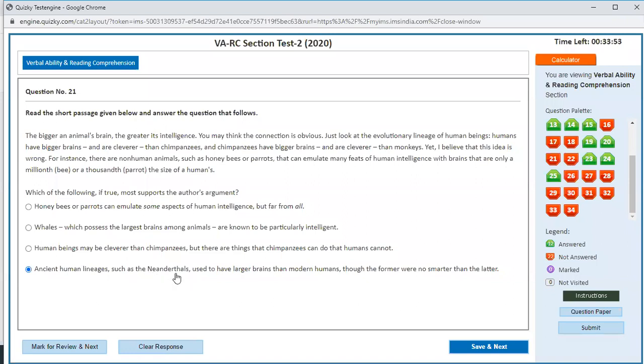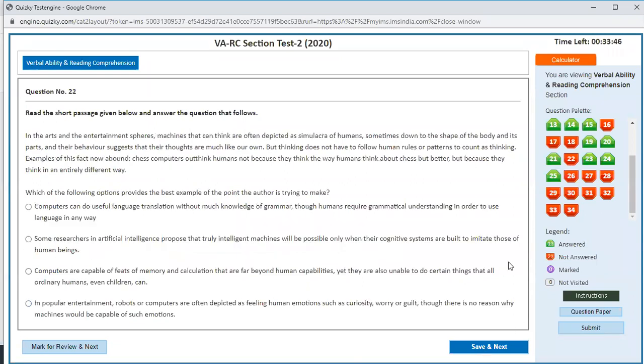Ancient human lineages such as Neanderthals used to have larger brains than modern humans, though the former were no smarter than the latter. Here we go. This is what I'm looking for. Please mark the answer. I'll not even question it.